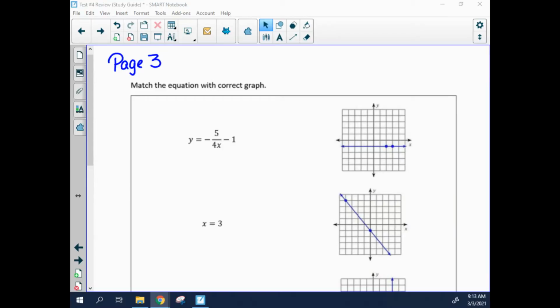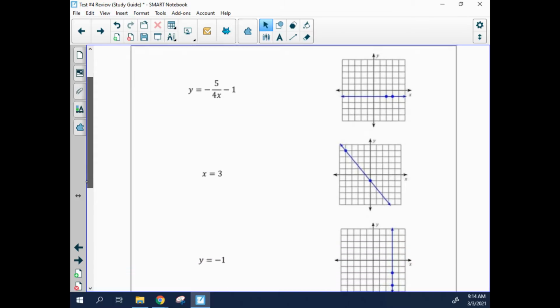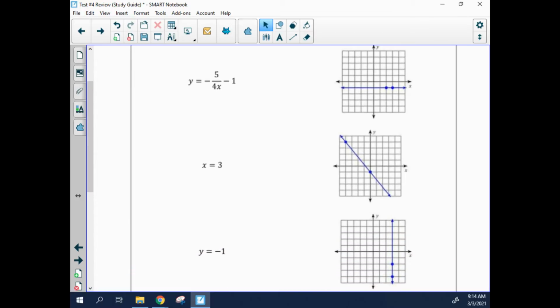Okay, we're now on page 3 of test review number 4. We're going to be taking our time and going through and matching, in this case, match the equation with the correct graph. So we have 3 equations and 3 graphs. We're going to be just connecting them with a straight line.